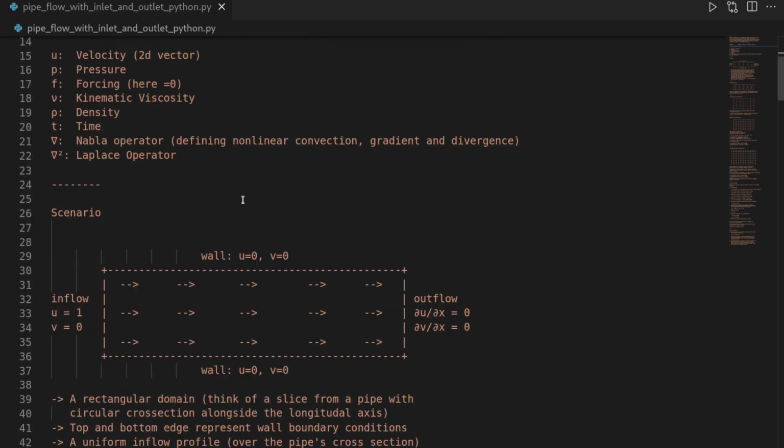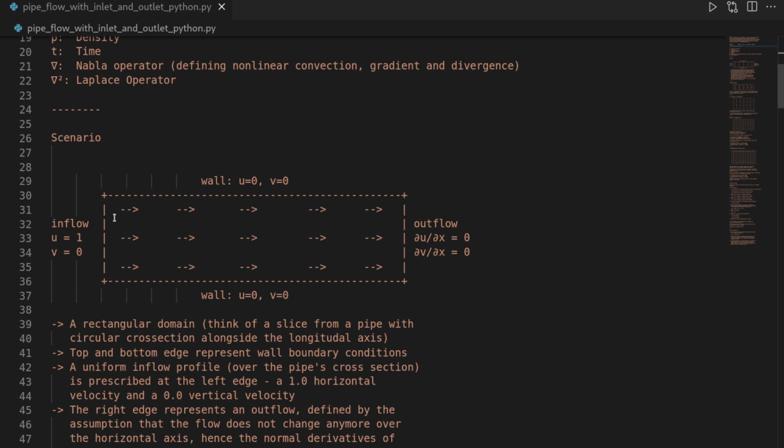Let's look at our scenario. As said, we will have a pipe flow scenario. That means we have a rectangular domain where the x-axis represents the longitudinal axis alongside our pipe and the y-axis is the perpendicular axis, think of it as the cross-section of our pipe. And our pipe or tube has wall boundary conditions, which are no-slip boundary conditions. That means our u velocity component and our v velocity component is 0 at the top edge and at the bottom edge. At the left, we prescribe an inflow.